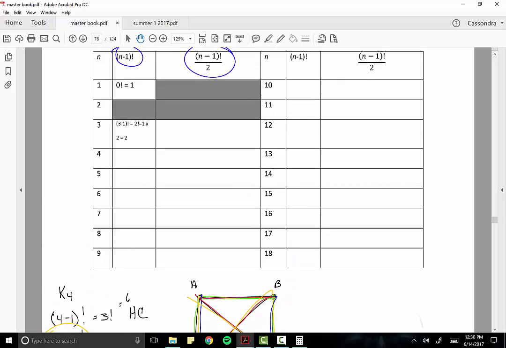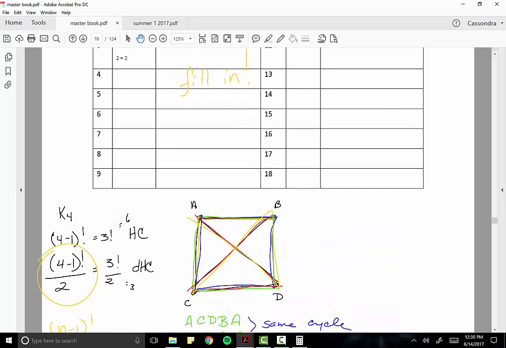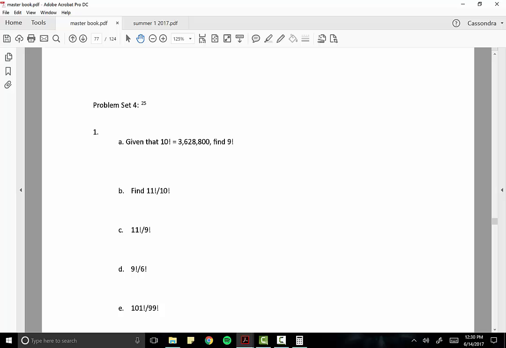So what you just need to do here is, using your calculator, fill in these numbers: number of Hamilton cycles, number of distinct Hamilton cycles, all the way through. I'm not going to collect this, but you're going to need it for the homework, problem set 4. So hopefully that helps. Good luck.